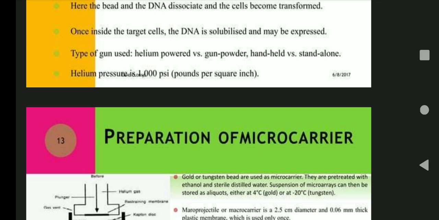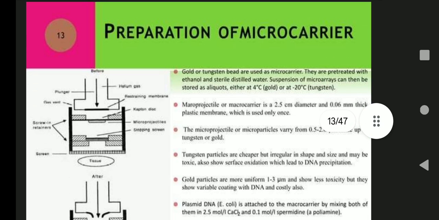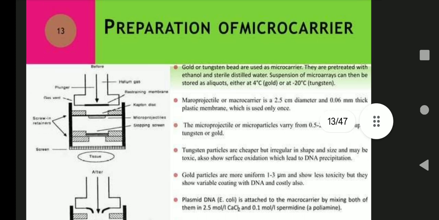For the piston to work in the gun, helium power is used, or some handheld guns are available which make use of helium pressure of 1000 psi, that is, pounds per square inch. Here we can see the diagram of the piston plunger, how it plunges, before and after.